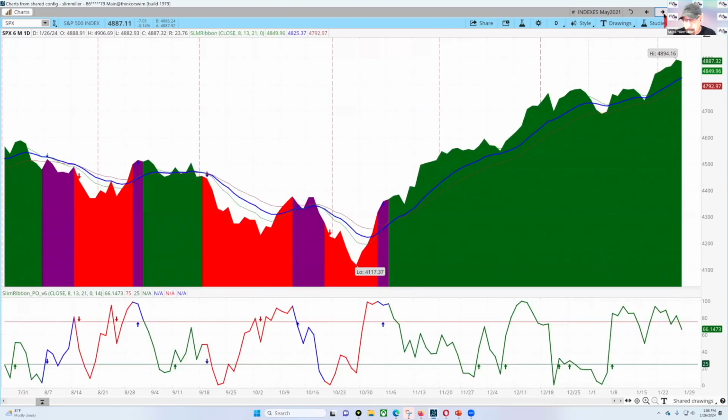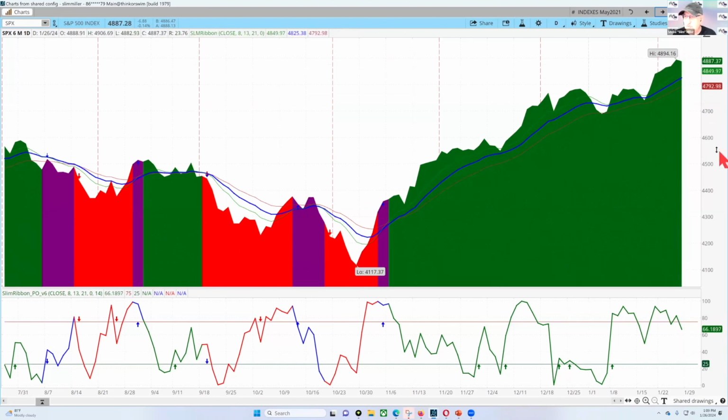Here is a look at the slim ribbon and the slim ribbon PO on the daily chart. You could see that way back over here is where the slim ribbon turned positive in November, right there. And each of these times that it gets down under the 25 and then ticks above it, it gives us a notice, essentially, that momentum conditions are continuing on the upside. This is an area chart that you could see on the slim ribbon, and that tells you still positive.